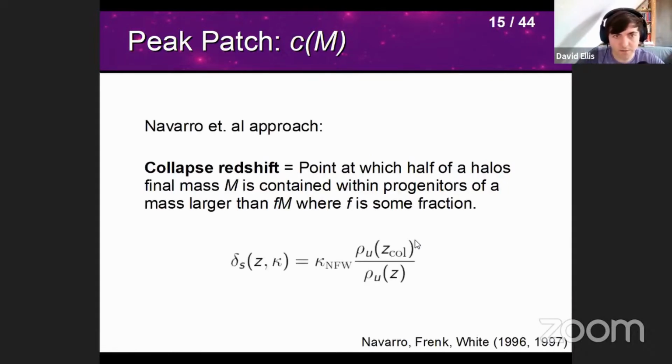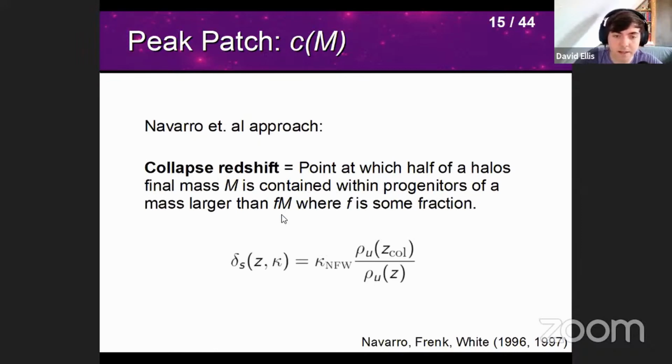Well, Navarro et al. described this. They define it to be the point at which half of a halo's final mass is contained within progenitors which have masses larger than some fraction of that final mass. For them, and also for us, we chose a fraction of 0.01. So we add up all of the progenitors that are larger than 1% of the final mass, and we look for the redshift at which that equals half of the final mass. This is what defines the collapse redshift.